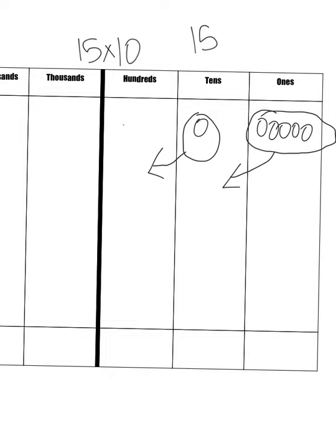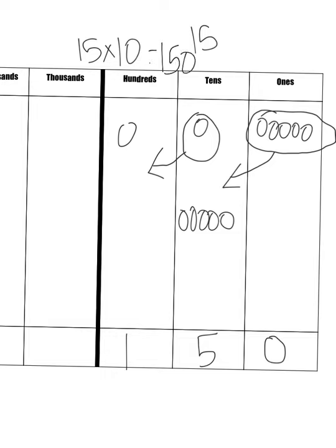Okay, so now we have 1 disc in the hundreds place, 5 discs in the tens place, and 0 discs left in the ones place. So to represent that down here, we would have 1 in the hundreds place, 5 in the tens place, and 0 in the ones place. So what we've just done is we've multiplied 15 times 10, our original problem here, and we've gotten 150 as our answer.